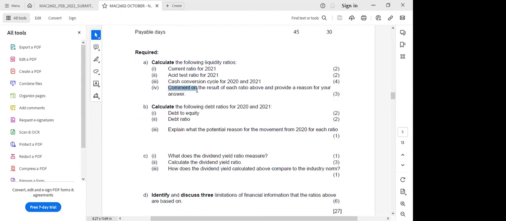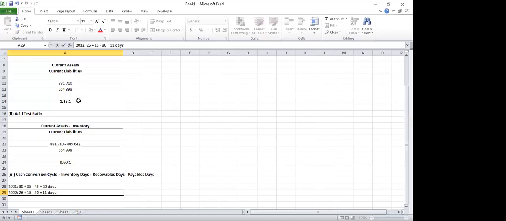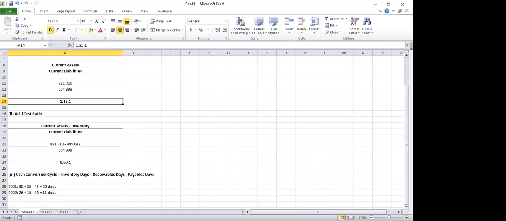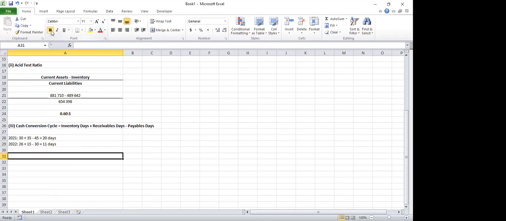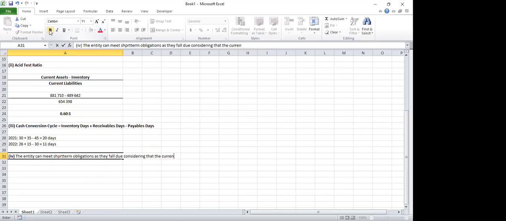Then they say comment on each of the ratios above and provide your reason for your answer. Now the current ratio, considering that it's above 1, means the entity is able to meet short-term obligations as they fall due. So we're saying the entity can meet short-term obligations as they fall due, considering that the current ratio is more than 1.